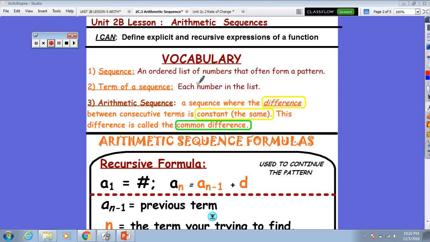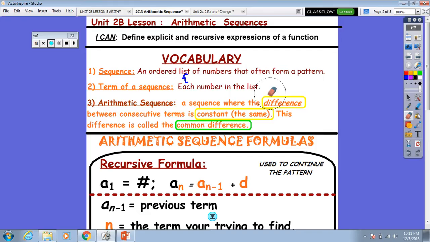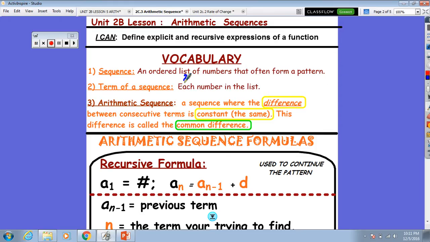often form a pattern. Okay, so I could do an example of a sequence and say, I don't know why I put brackets there because you don't have to have brackets for a sequence. Let me just say the numbers 2, 4, 6, 8, and so on. So in most sequences, if they give you the sequence of numbers, there is a pattern in how you continue the sequence, okay? So the term of a sequence is simply each number in the list.